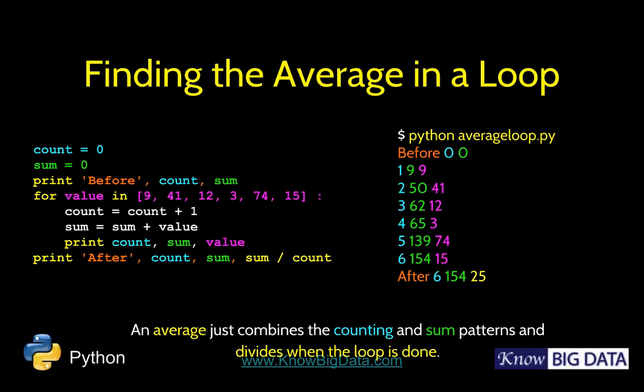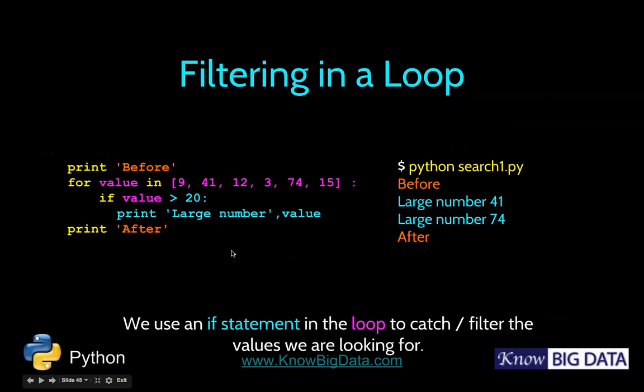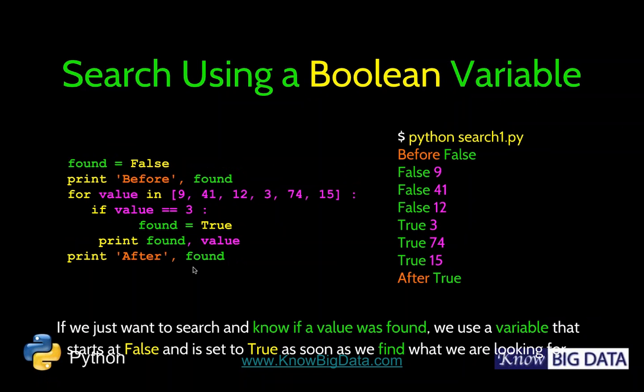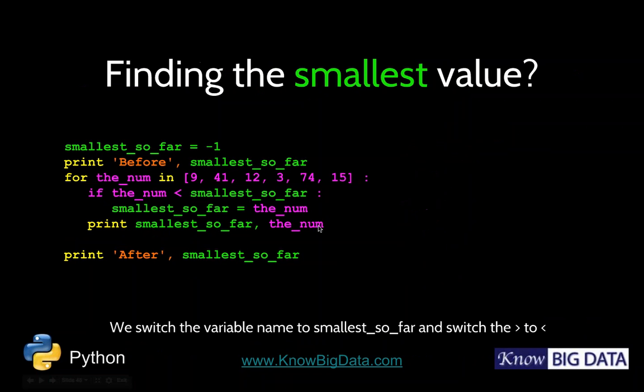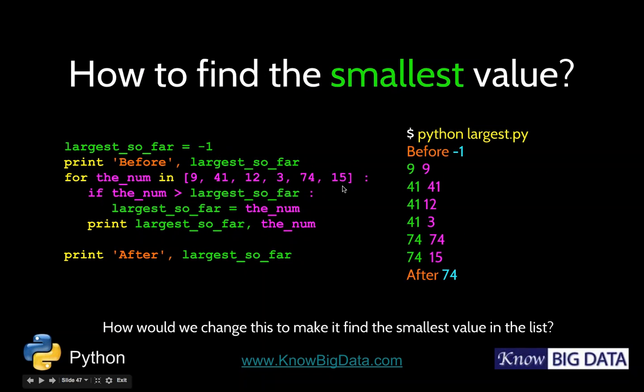All right. To find an average in a loop, you cannot keep a running average. Instead, you can keep a sum and a count and then divide the sum by the count. Filtering in a loop you can do, of course, and also you can do the boolean find. You can find the smallest value by iterating over the values.